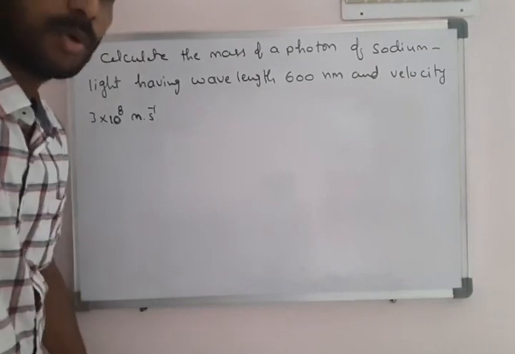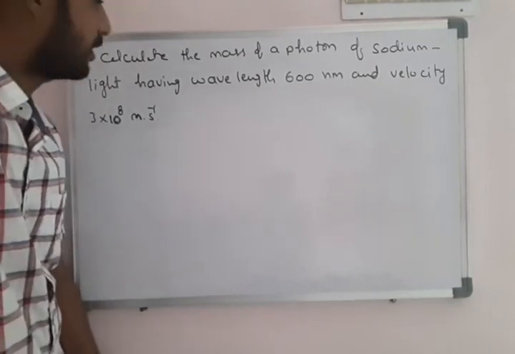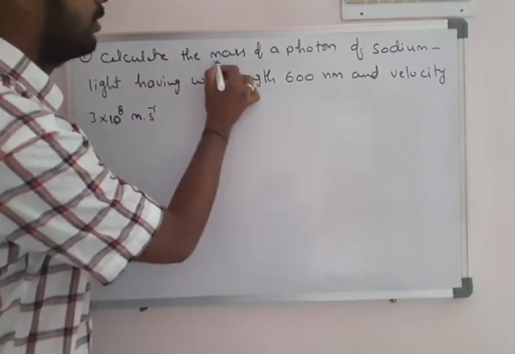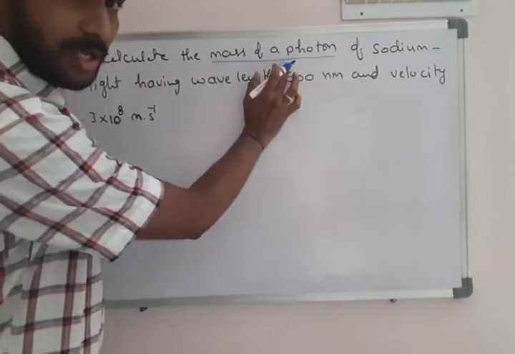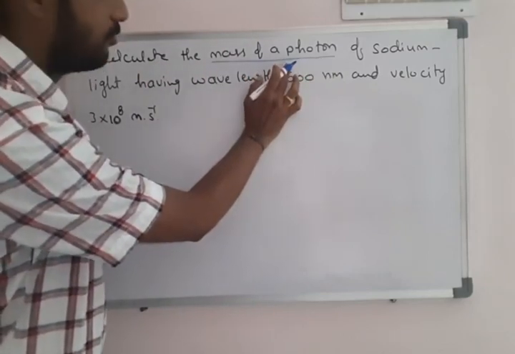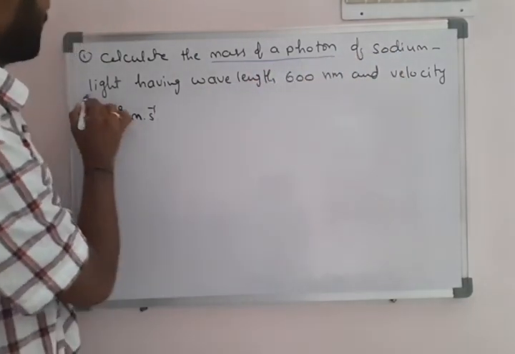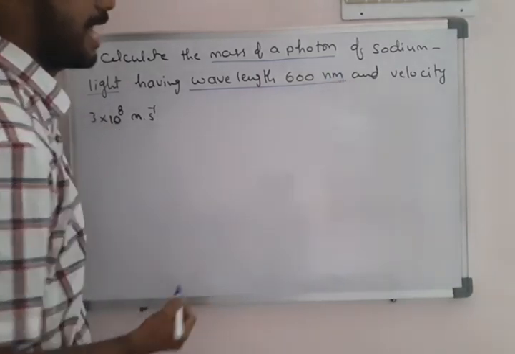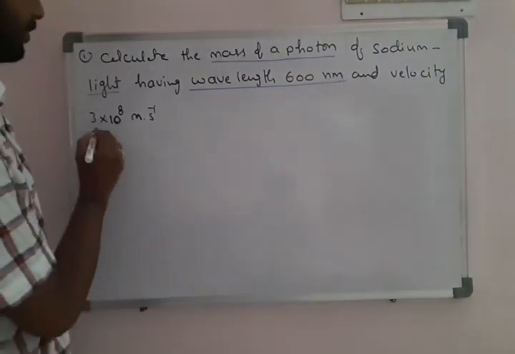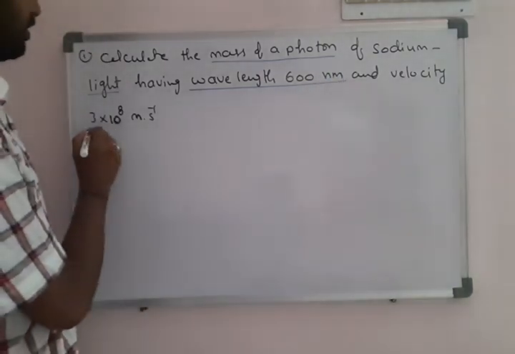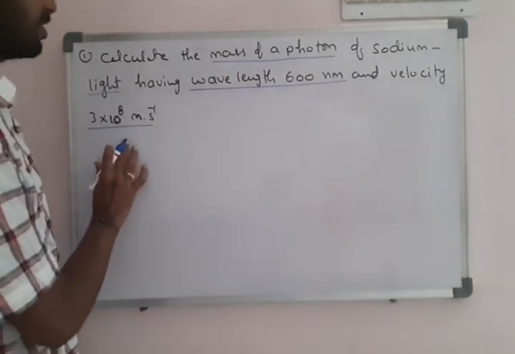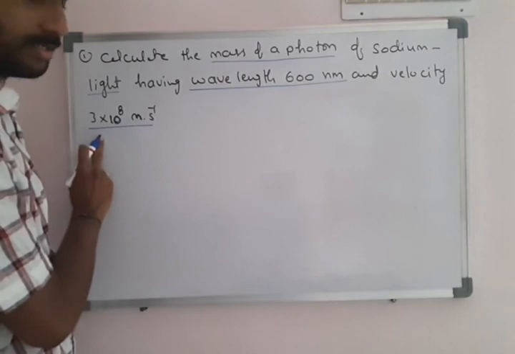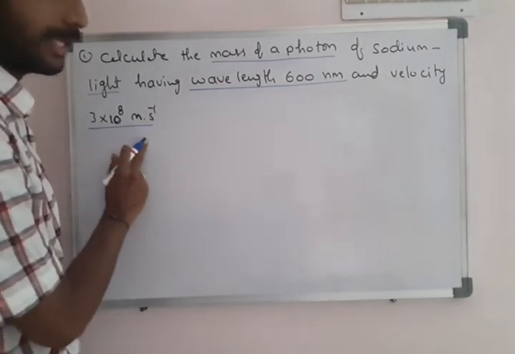Here, it's a problem based on de Broglie's theory. Calculate the mass of a photon. Photons are generally light particles. The photons of sodium light have a wavelength of 600 nanometers and a velocity of 3 into 10 power 8 meters per second. So their velocity is equal to the speed of light, 3 into 10 power 8 meters per second.